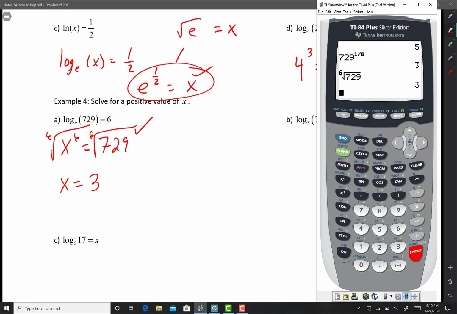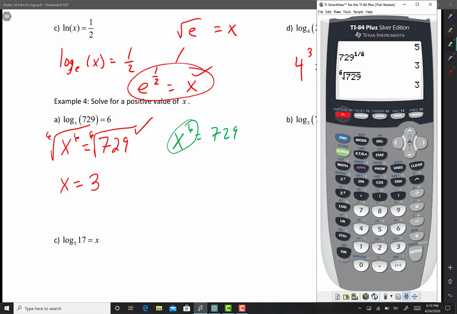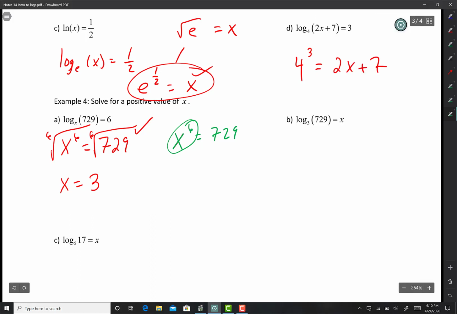So if you did not recognize that, we'd have to do something else, guys. Worst case scenario, let's say you have x to the 6 equals 729, and you do not recognize it at all. You can use the y equals feature, guys. In my y equals, I'm going to write x to the power 6. So this is a power function. Then I'm just going to go to my table, and lo and behold, there it is at 3. It equals 729. So if you don't recognize it, that's how you can do it, guys.